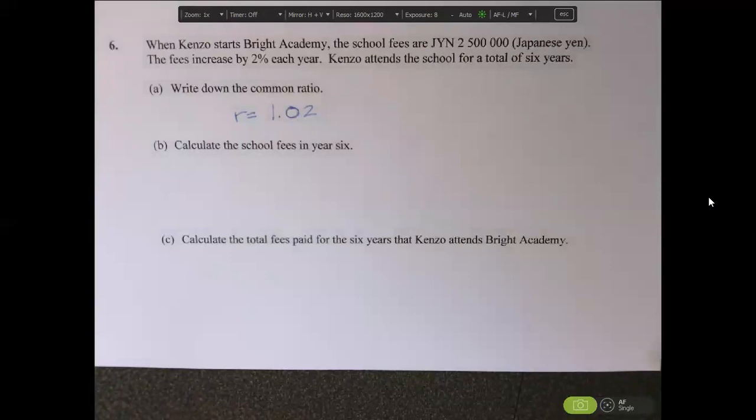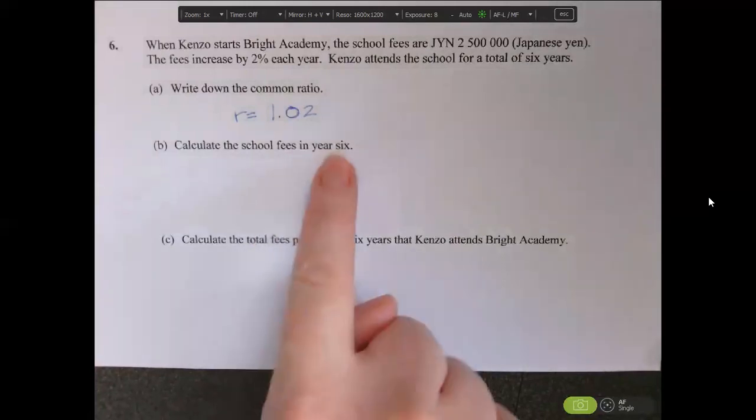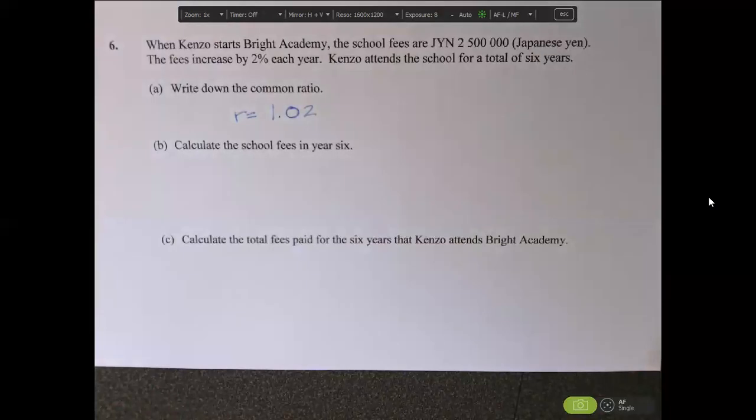Calculate the school fees in year 6. So again, this is a geometric sequence because it says in year 6, not through 6 years. If you'll notice, part C says total fees. That one we're going to use our sum formula. But here, because it's just in year 6, you're going to use your sequence formula.